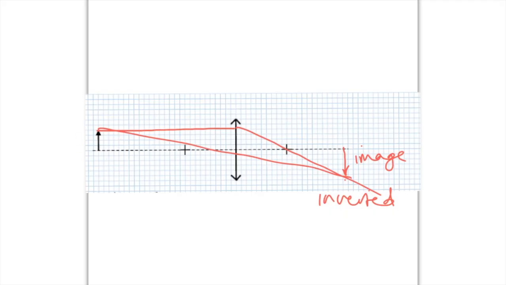So therefore, we know that the image formed is smaller, or we could write diminished, if you're feeling fancy, because that means smaller. And then because it's formed after the lens, then we know our image is real. If they ask you for an example of a lens which works like this, then you can talk about the eye or a camera or something like that.